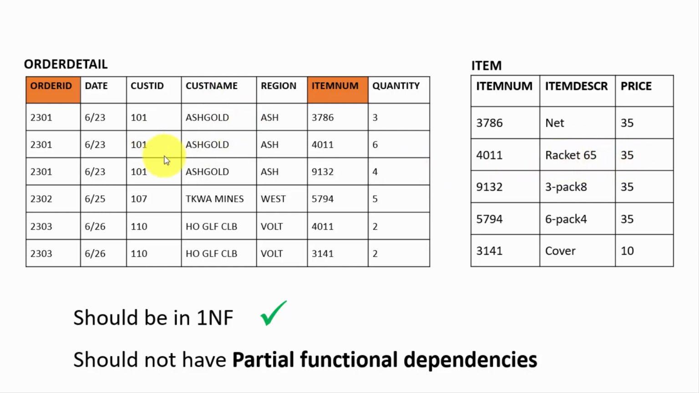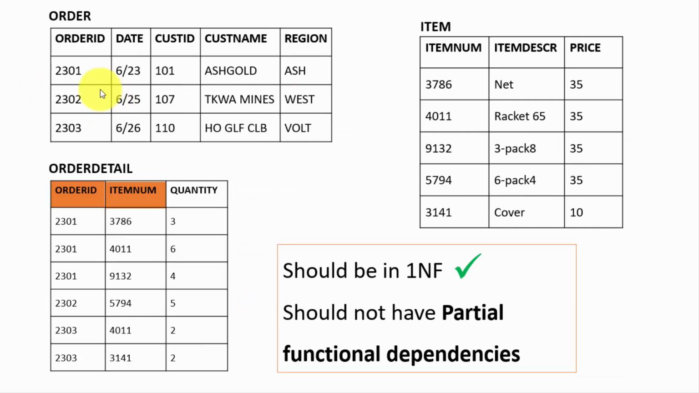Now, do we still have any partial dependency? Yes. The date, customer ID, customer name and region do not depend on item number. You only need to know the order ID in order to know the date the order was placed and the customer who placed it. So they partially depend on order ID and not item number. So we put them in a new table and name it order. The primary key will be order ID here. It will also be in the order detail table as a foreign key to link the tables.